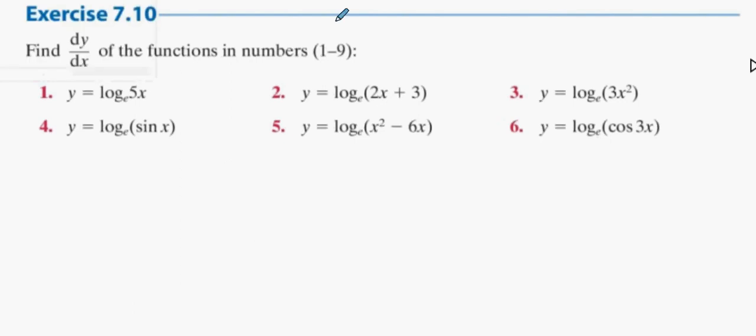The trick is, when you look up your tables, it'll say ln x is the original, and when you differentiate ln x, you just get 1 over x. Is that all right with you guys?